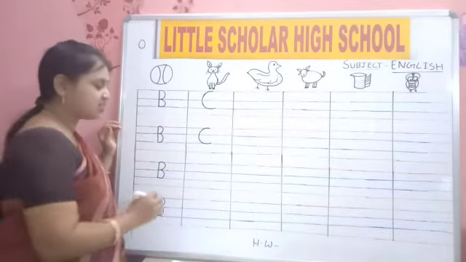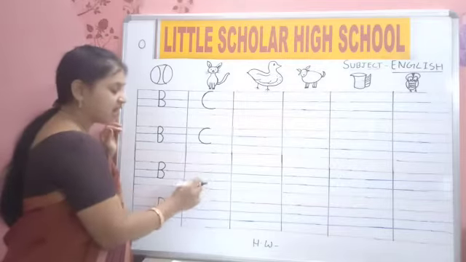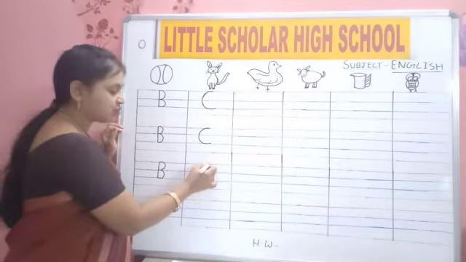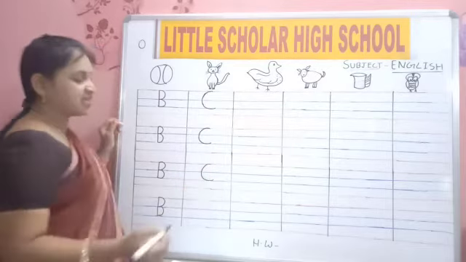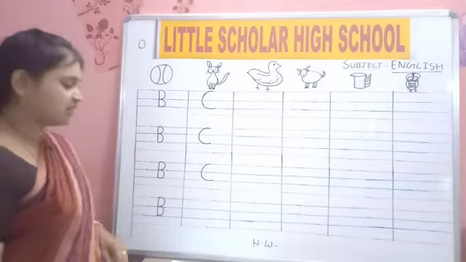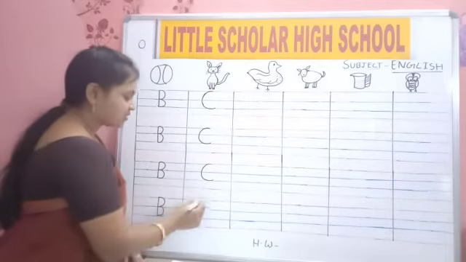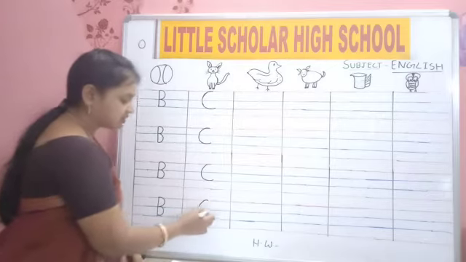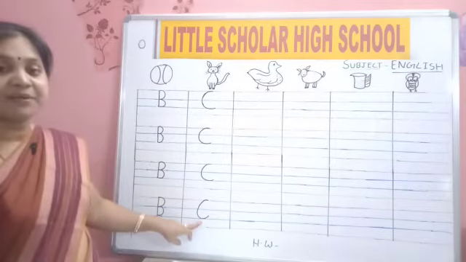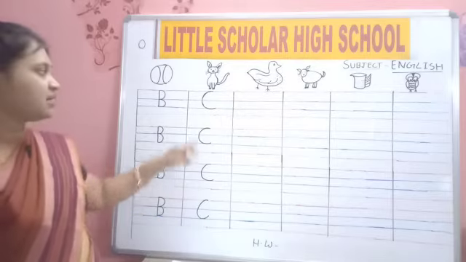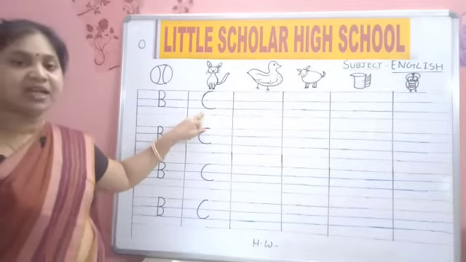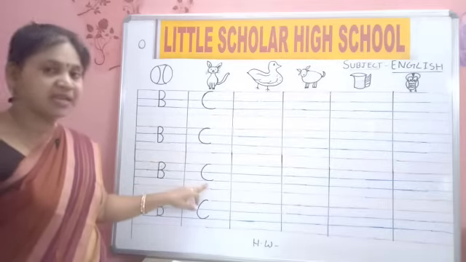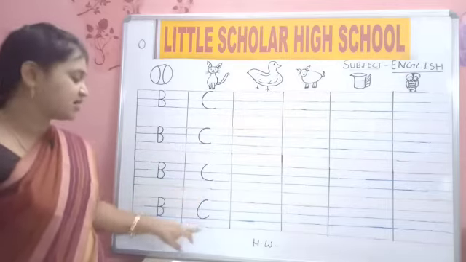Once again, shall we write C? See the board. Start from the red line and come to the blue line, curve line. No standing line, no straight line, only curve line. Capital C. Which letter is this? Capital C. Come on, say C. C for cat.